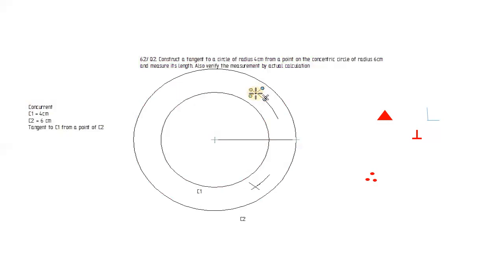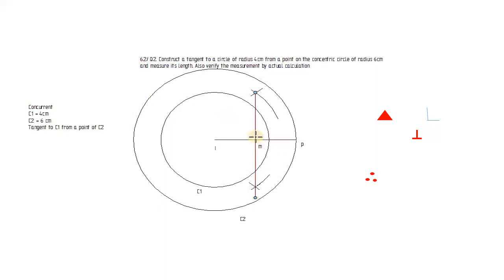And now I'll take a ruler, and with the help of a ruler, I will draw a line passing through the intersection of those arcs. And then the point, let me name it as P, and the center as O, and the midpoint that we just got, I'll label it as M.